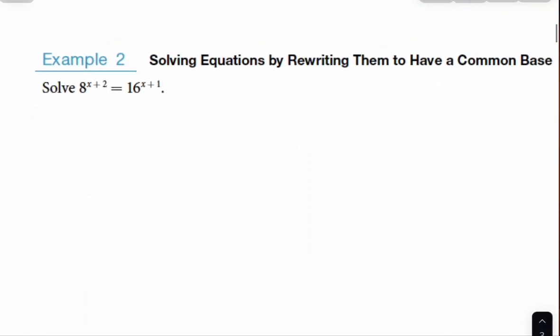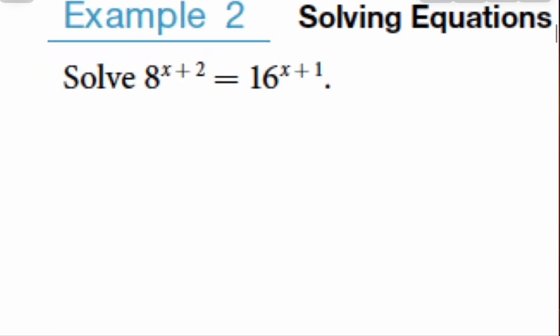Now, the last one, it was very obvious that the bases match. This one is not as obvious, but hopefully you recognize that 8 is a power of 2, and so is 16. So usually what you're going to do is take the numbers and break them down so that they have a common base. So hopefully you recognize that 8 is 2 to the third. Take off that 8, replace it with the 2 to the third power, and whatever power was there, put it in parentheses. We're going to do the exact same thing with the 16.